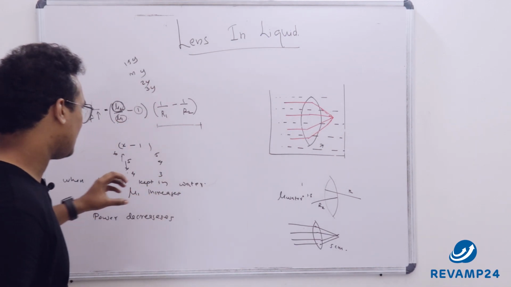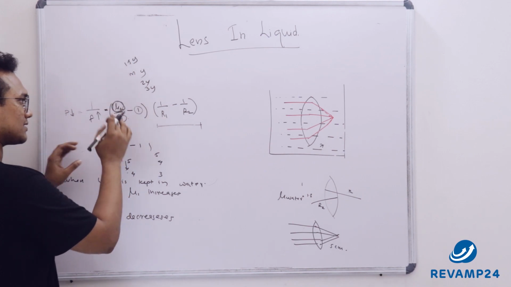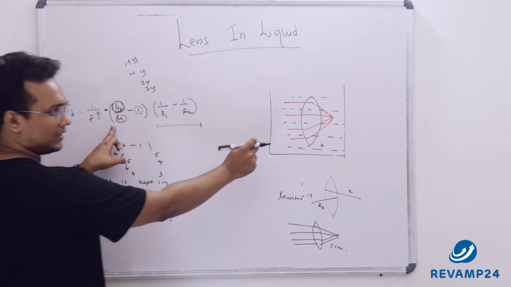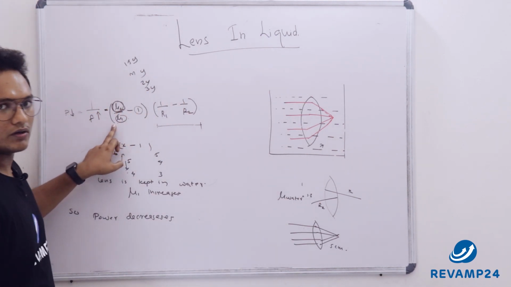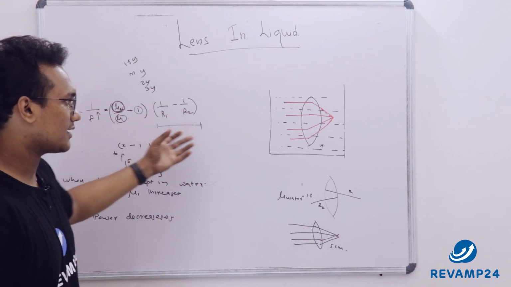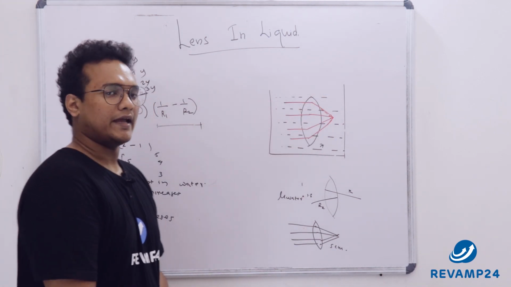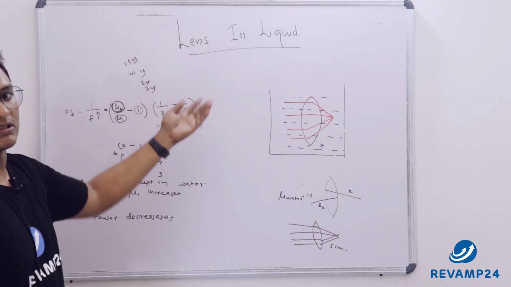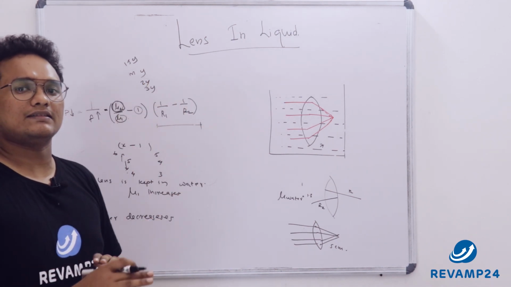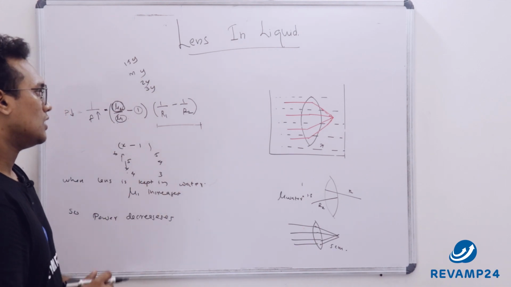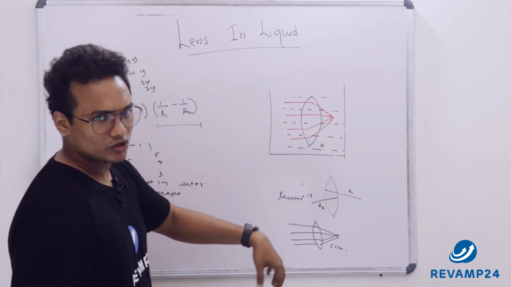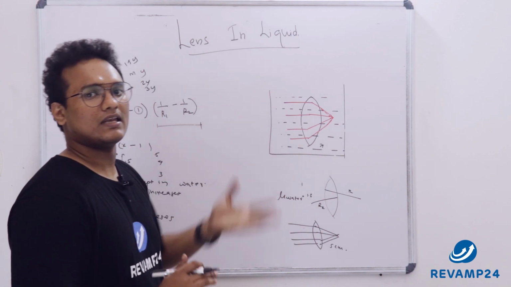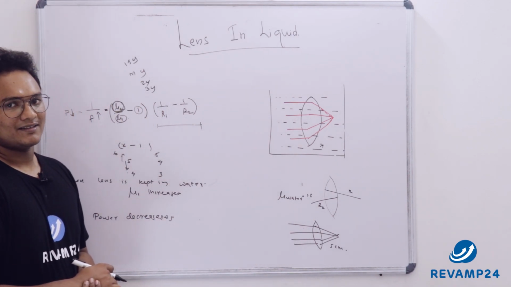So when mu1 increases, this happens when the lens is kept inside a liquid having a refractive index more than air. If the refractive index were less than air, it would be the opposite, but that is very rare and practically not possible. So whenever a lens is kept inside a liquid, its power decreases and its focal length increases. Okay, thank you.